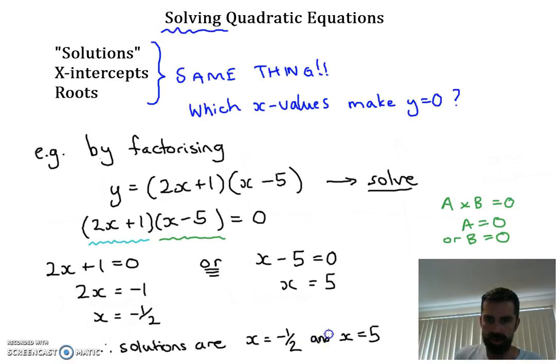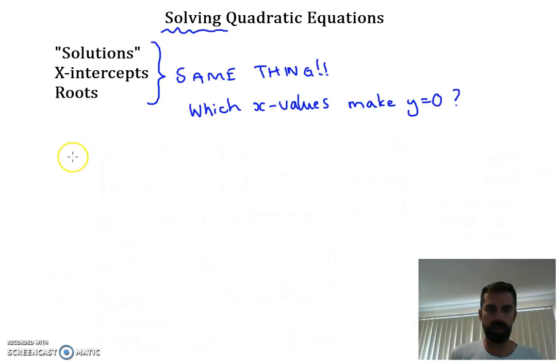Sorry, I shouldn't write "or", I should write "and". The solutions are x equals negative a half and x equals 5. So if you were to draw that graph, you know that they would be the x-intercepts. Okay, let's have another example in a tick.